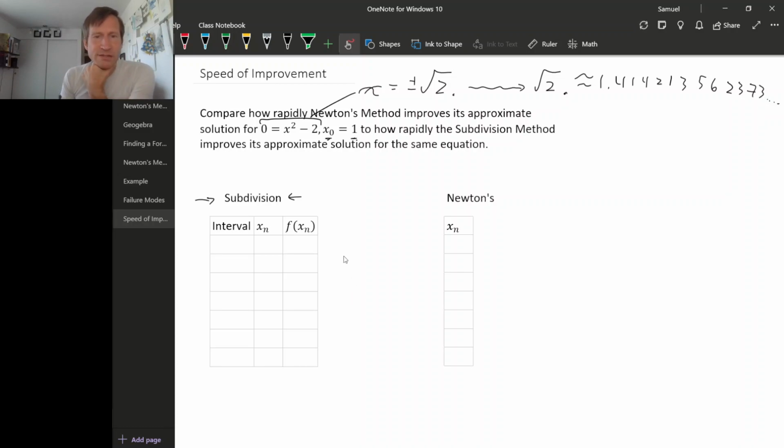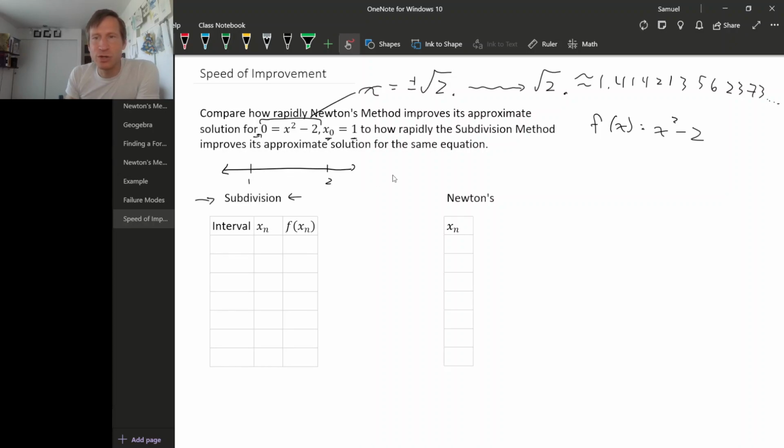Okay, so let's work out the subdivision method. Now, how the subdivision method works is, first you have to start with some interval where you know there is a solution. Or, more specifically, you have to start with an interval. So we're looking for where the function f of x is x squared minus 2. We're looking for a place where this function is 0, because that will be a solution to this equation. So for the subdivision method, you have to start with an interval where this function is positive at one end of the interval and negative at the other end of the interval.